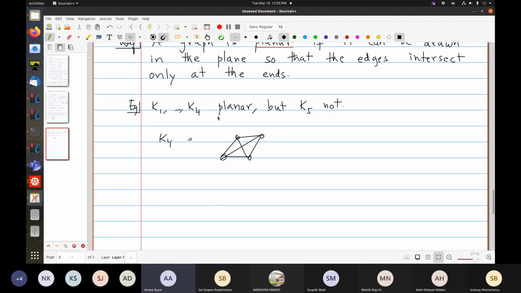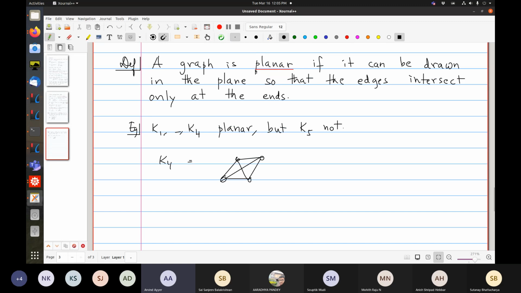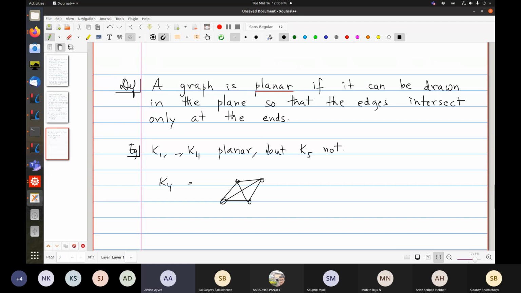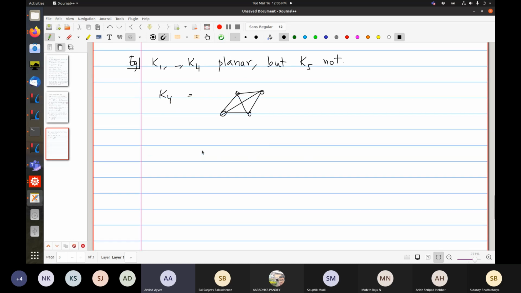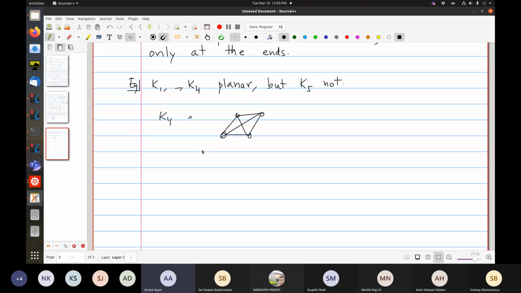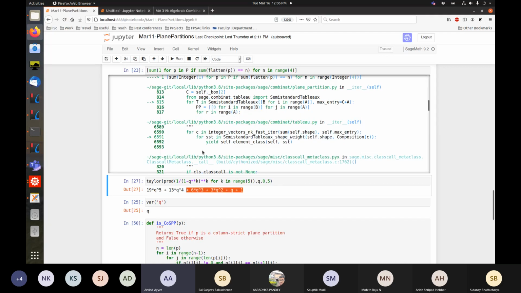So a deep theorem of graph planarity is the so-called Kuratowski's theorem, named after this Polish mathematician Kazimierz Kuratowski, after whom the K in the Kn is for him, in his honor. Okay, anyway, so there are lots of things to say about that. Okay, so right, so let me show you that K5 is indeed not.